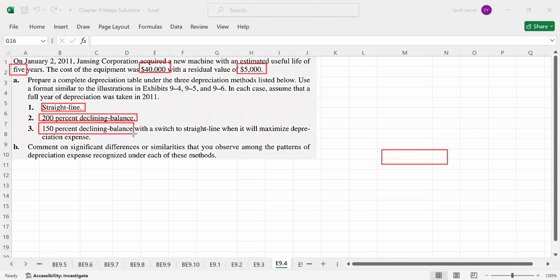But one thing is that a switch to straight line is required when it will maximize depreciation expense. So, what is required? We will calculate the 150% declining balance method, but then we will switch to the straight line method in between. So, let's start. First of all, what we need is to calculate depreciation from the straight line method.